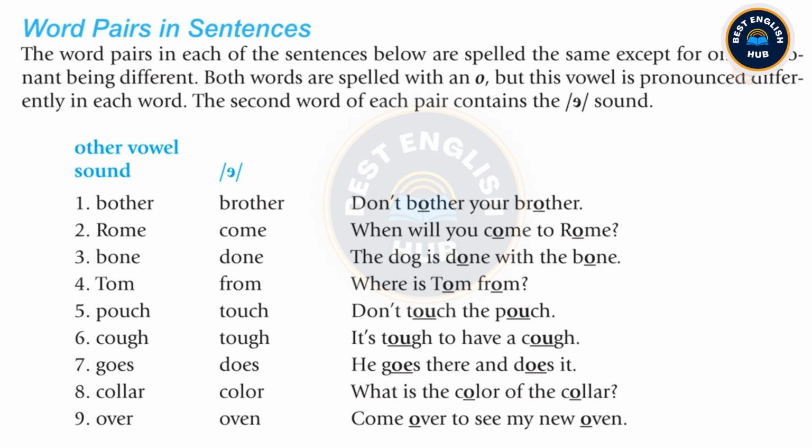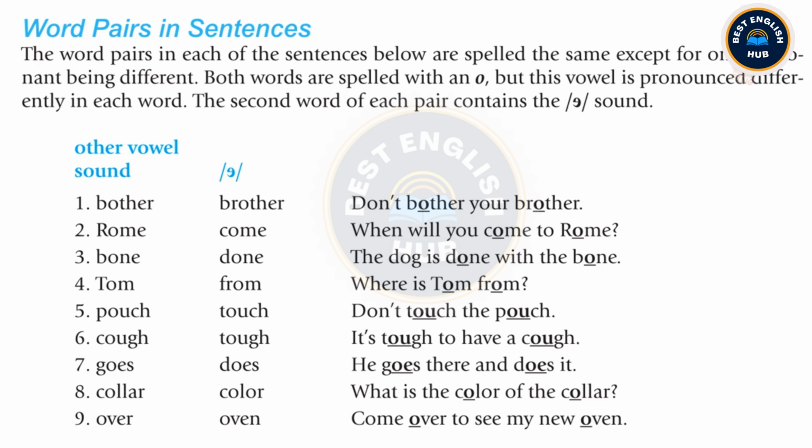Bother, brother. Don't bother your brother. Rome, come. When will you come to Rome? Bone, done. The dog is done with the bone. Tom, from. Where is Tom from? Pouch, touch. Don't touch the pouch.